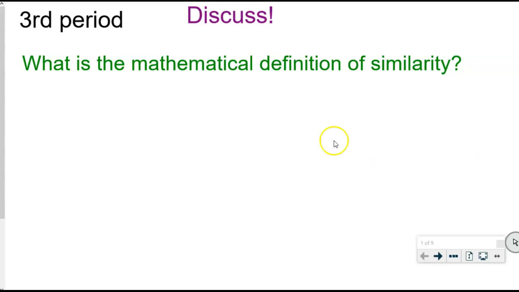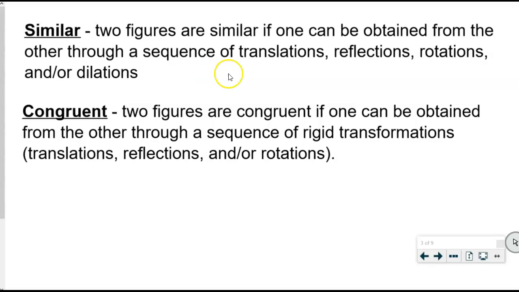To get started, I had students discuss the definition of similarity, and they came up with: two figures are similar if one can be obtained from the other through a sequence of translations, reflections, rotations, and/or dilations. I added the "or" because it doesn't have to include all of them. It could just be translations and dilations. It could just be rotations and dilations. So it could be a sequence of any of these options.